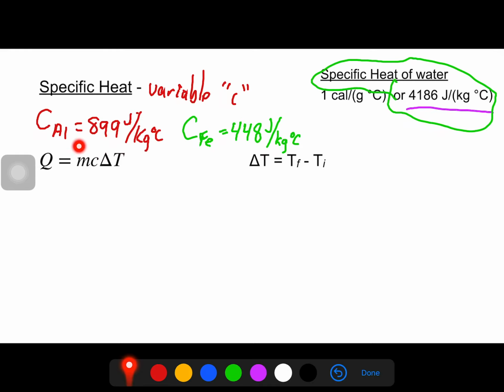So notice these are very different numbers. Iron does not take a lot of energy, only 448 joules of energy to change 1 kilogram 1 degree Celsius. Aluminum is almost double that, so almost 900. Whereas water is like 4 times larger than aluminum. So what this is saying is water has a really high specific heat value.